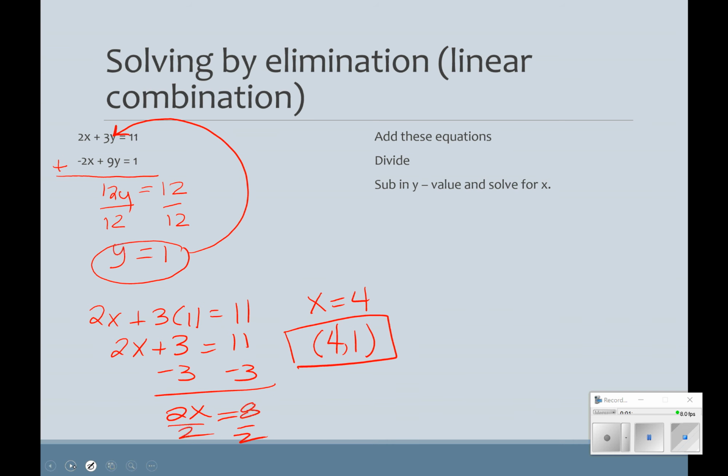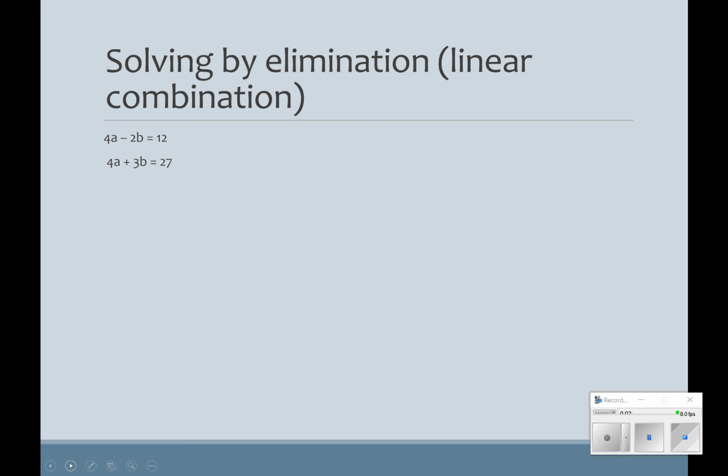Okay. Next, here's another one. Now notice here that my a's are the same, but if I add them, nothing's going to happen. So what I'm going to do is subtract the second equation, making sure I subtract everything. 4a minus 4a is 0a. Negative 2b minus 3b, because we're subtracting, is negative 5b. And then 12 minus 27 is negative 15. Okay. And then I'm going to divide everything by negative 5.